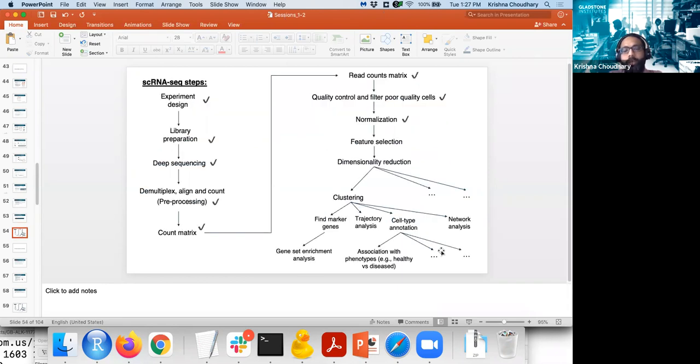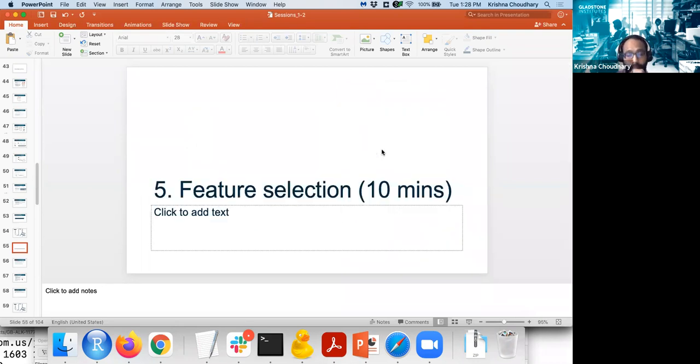Okay, so thus far what we have done is some quality control of the data, and we have hopefully factored out or converted our raw counts to values which are more representative of the expression level of genes in the cells. And now the next step is to do feature selection.